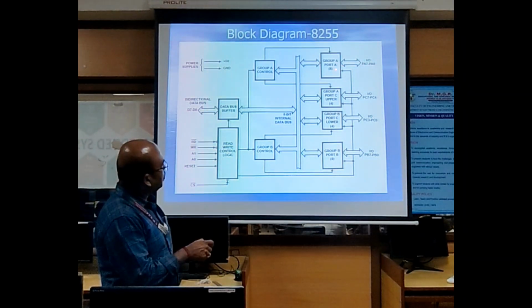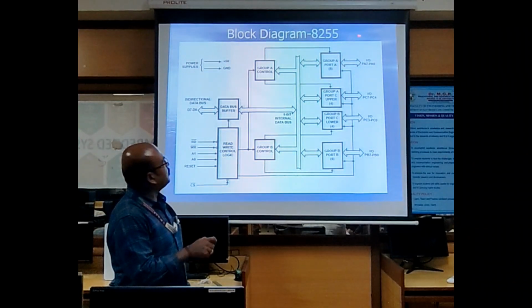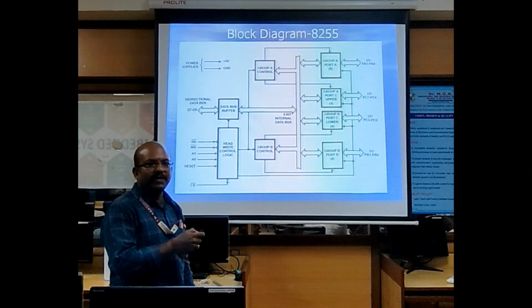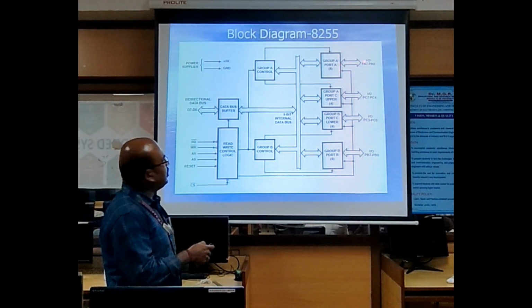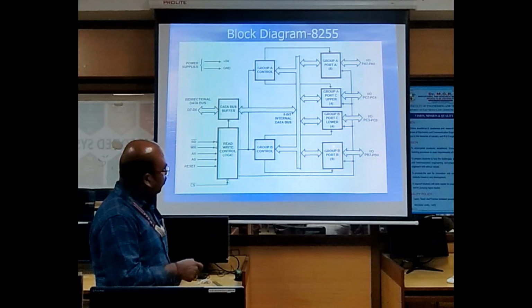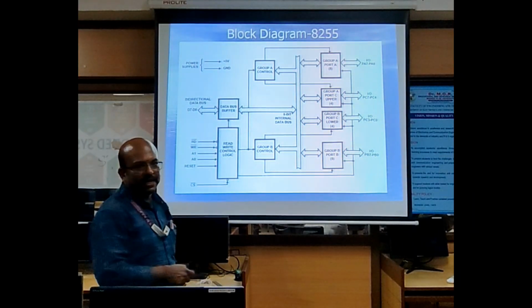When it acts as the input port, it is used to receive the data. When it acts as the output port, it is used to transmit the data. So depending upon whether we connect an input device or output device, it will act as input or output. Like that, port B is the same 8-bit bidirectional port, port B0 to port B7. When it acts as input, it is used to receive the data. When it acts as output, it is used to transmit the data.